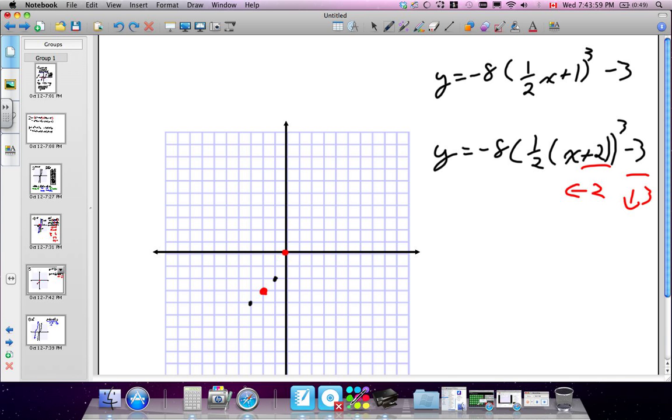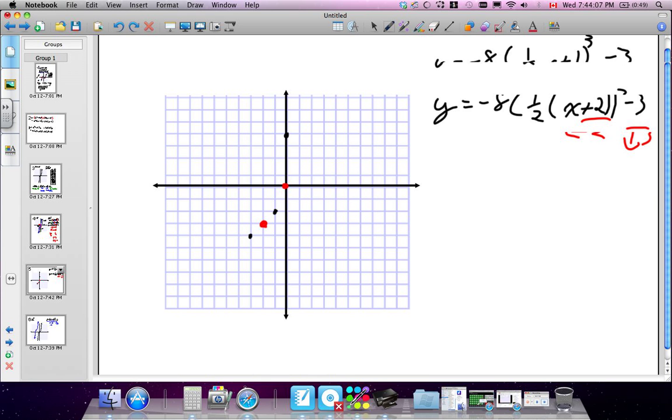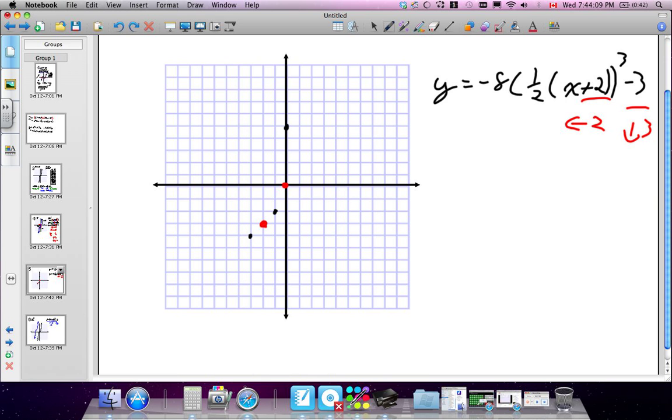So I go over 1, up 1, over 1, down 1. That makes sense? Over 2, up 8. Over 2, down 8, which I think took us off. Okay. So here's our function with the transformation.